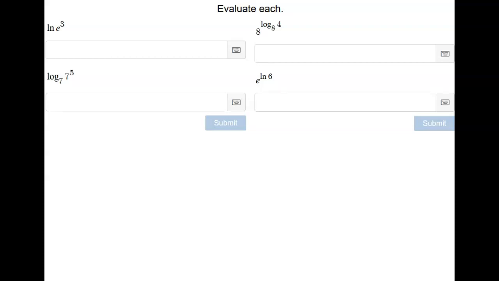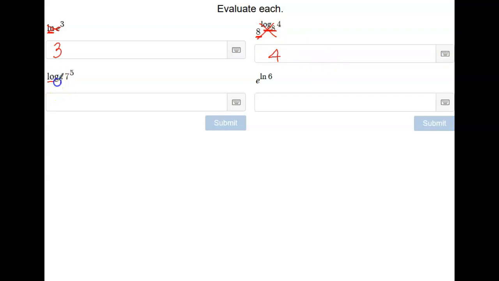So for the first one, remember that ln is the same thing as log base e. So if I have a log with base e and an exponent with base e, those two are inverses. They are going to undo each other. So the answer here would just be 3. On this one, I have an exponent with base 8 and I have a log with base 8. Those two are inverses of each other. They're going to cancel each other out. Our answer is just going to be 4.